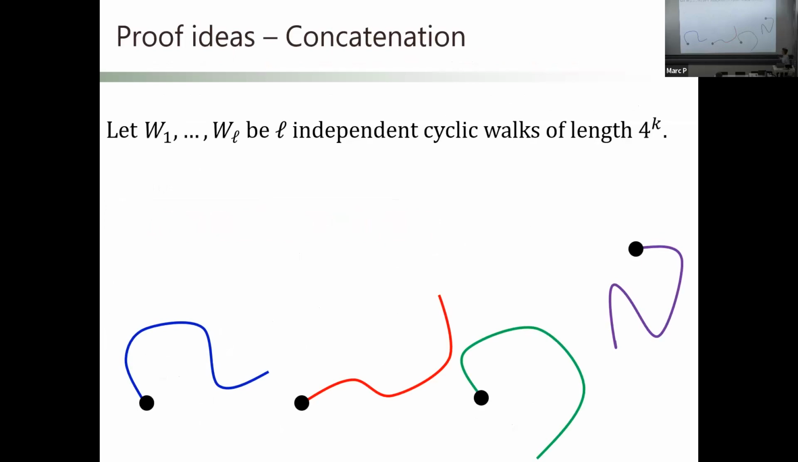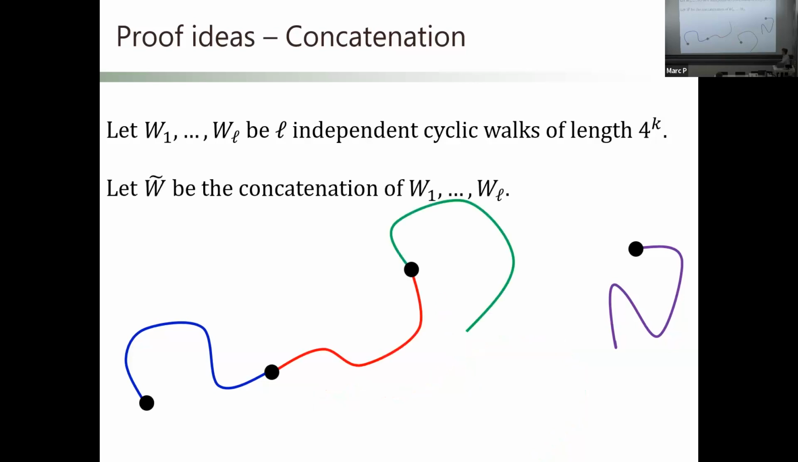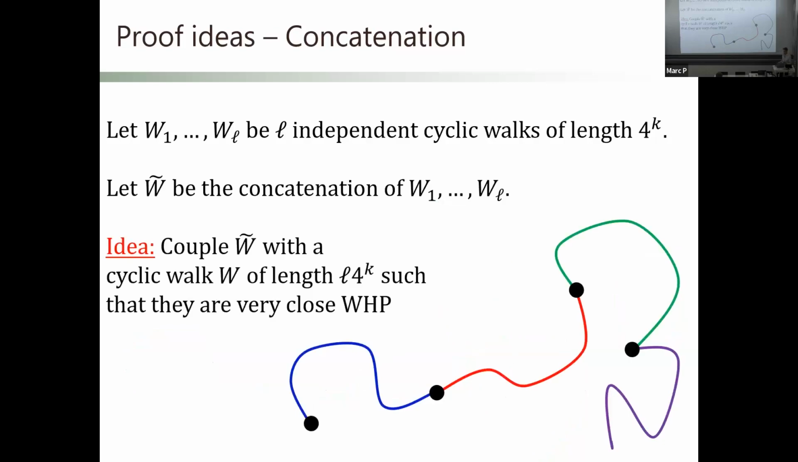So let's suppose we have L cyclic walks of length 4^k that are independent of each other, and then we concatenate them together into a longer walk. The distribution of this longer walk is not a cyclic walk of length L times 4^k, because the future and past can interact with each other a bit. But what we want to show is that it's close, that we can couple a length L·4^k cyclic walk with this concatenated one.